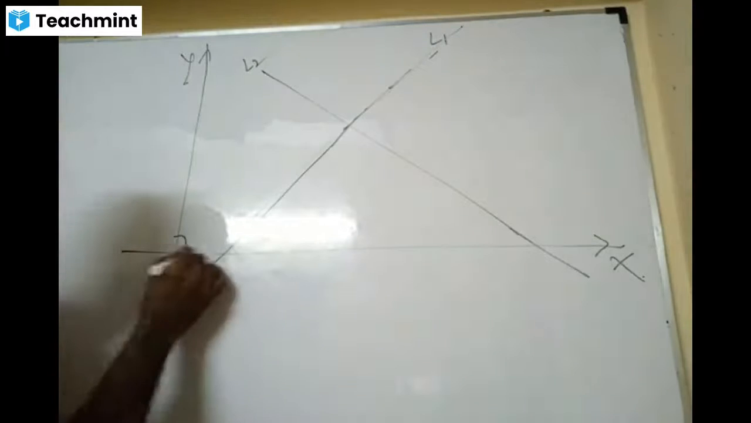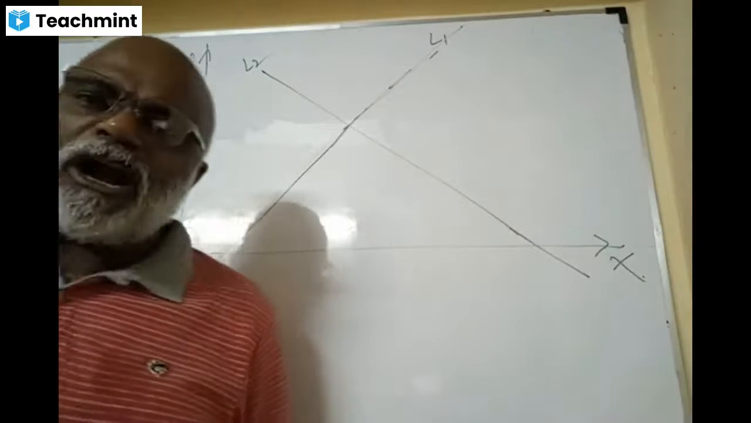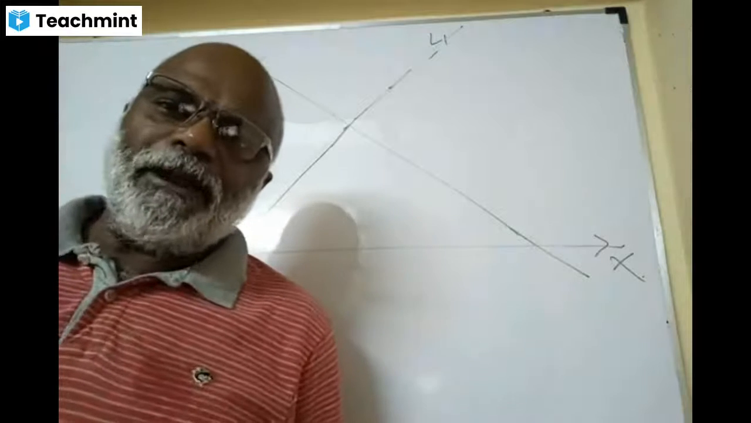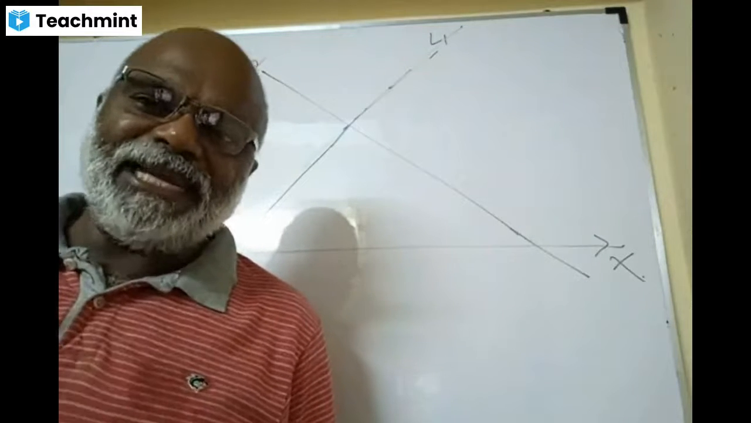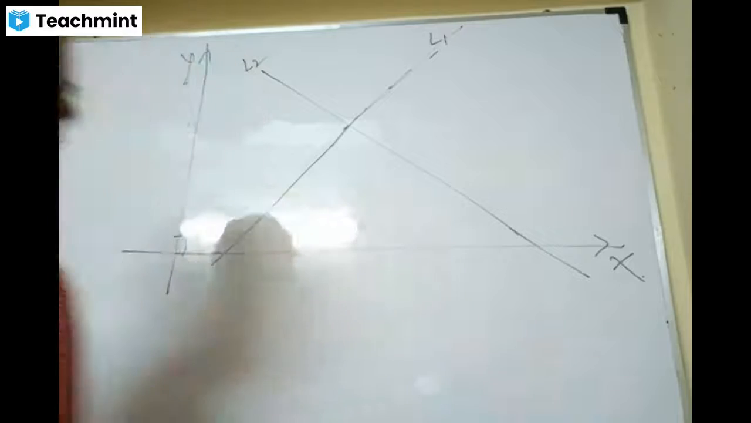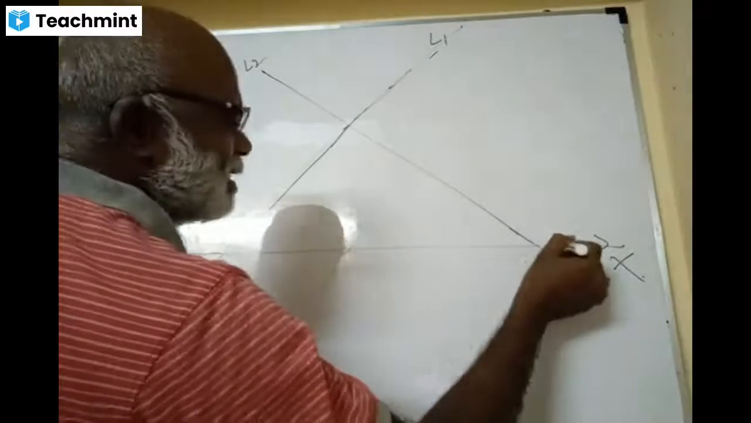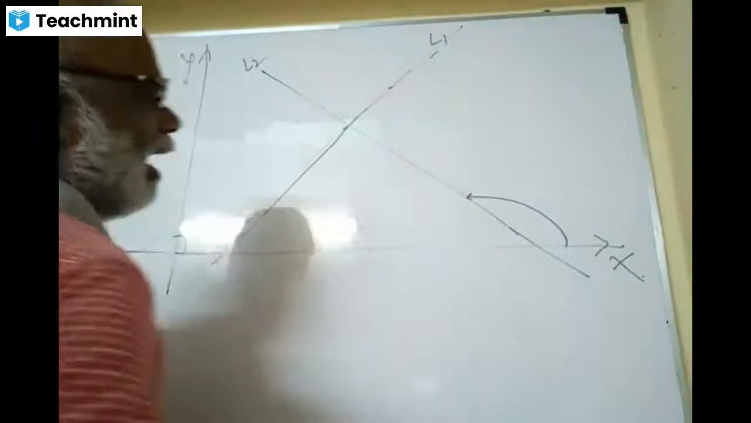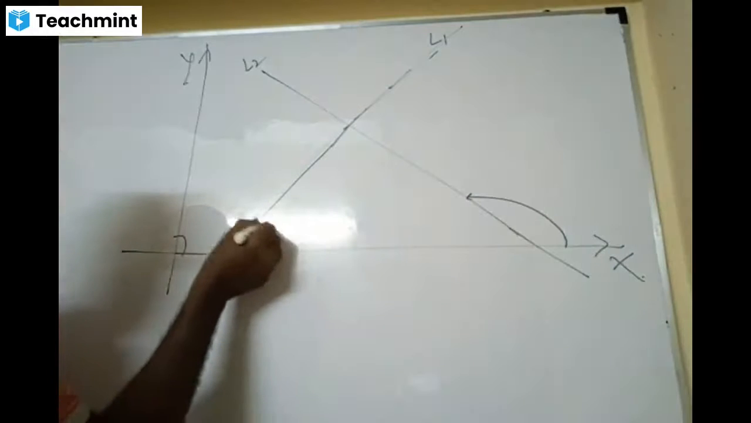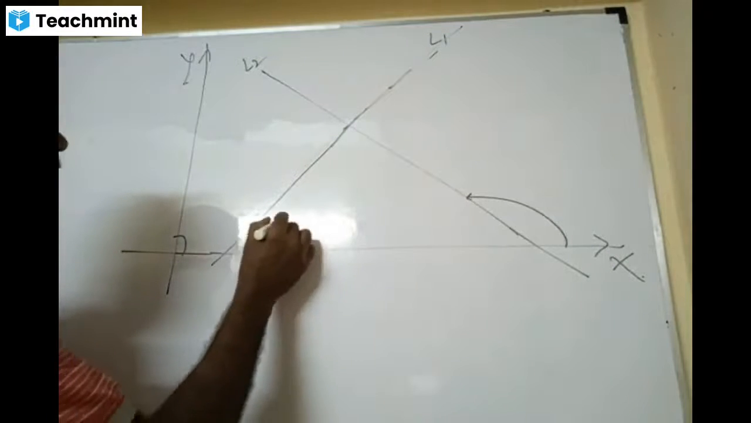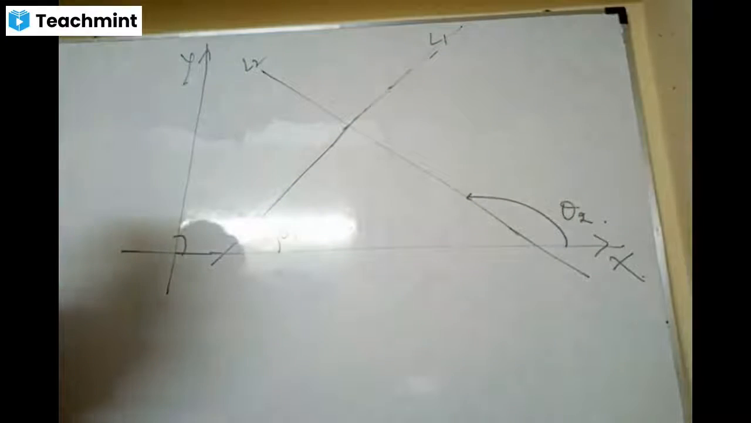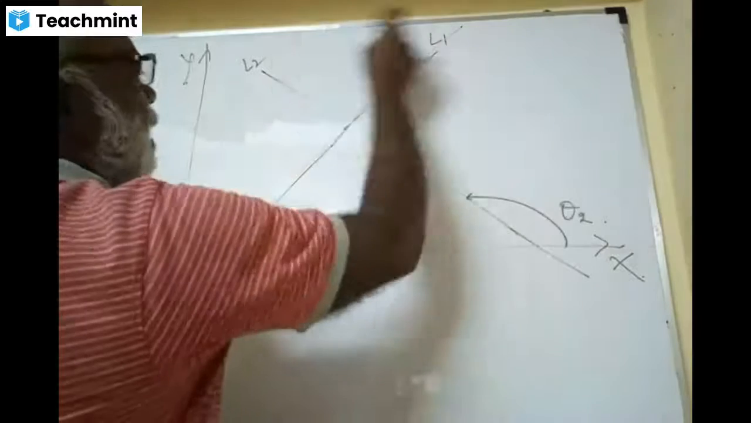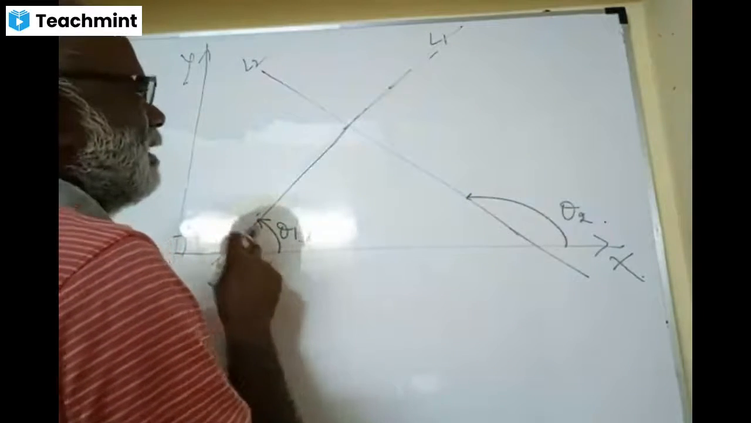Friends, yesterday we were discussing that if you want to talk about the slope of a line, you have to measure the inclination from the x-axis in the anti-clockwise direction. So from the x-axis, measure the angle in the anti-clockwise direction. Call it θ1 and θ2. So that's L2 with θ2, L1 with θ1. Inclination is θ1 and θ2.